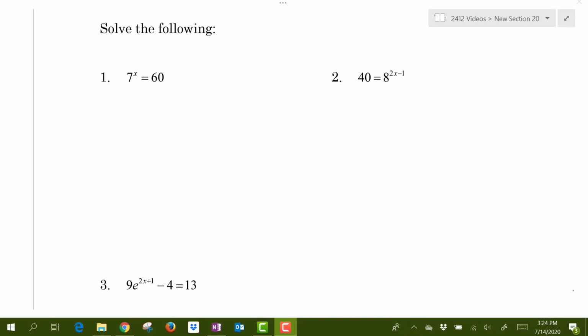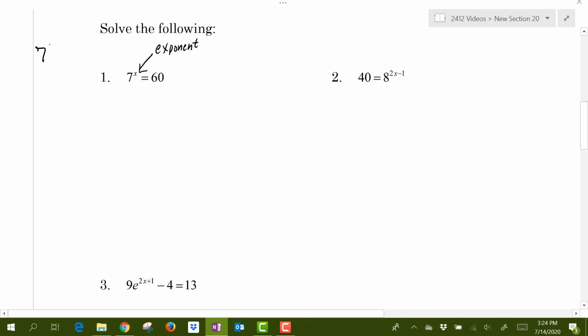Alright, so for the following exponential equations, we want to solve for x using those steps that we just talked about. Before we solve number one using those steps, I want to talk about what we're actually looking for here. So we're looking for 7 to what power is equal to 60. So what we're trying to solve for is what exponent I would put on the 7 to achieve a result of 60. So let's take a guess before we start solving.